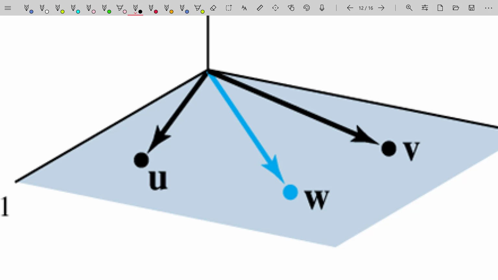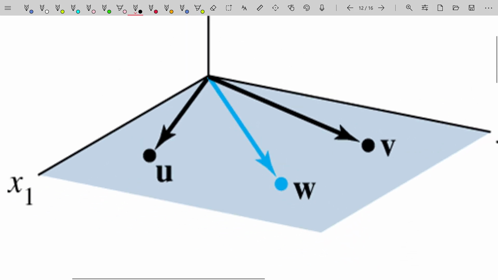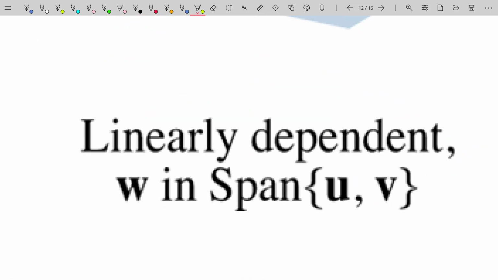There's no need to include that blue vector in a list of vectors that creates this space, which is a plane in R cubed. That space or plane in R cubed can be generated by linear combinations of just u and v. There's no need to include w because that is actually generated by a linear combination of u and v. And the language down here just means the span of u and v, which is the set of all linear combinations of u and v, includes w, because w is a linear combination of u and v.